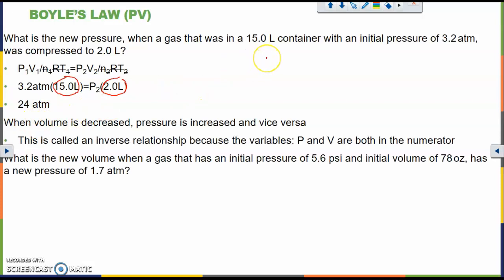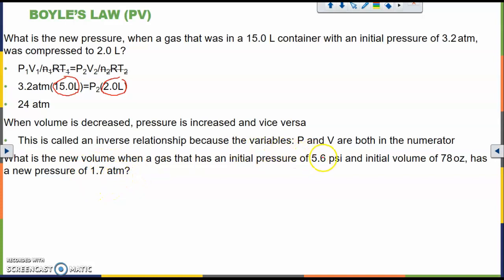So another sample problem: what is the new volume? This time we're asking for a new volume, which means we're looking for V2. A gas that has an initial pressure, meaning P1, of 5.6 psi and an initial volume, meaning V1, of 78 ounces has a new pressure of 1.7 atm. So this is P2 in this case, and we're looking for V2 again.